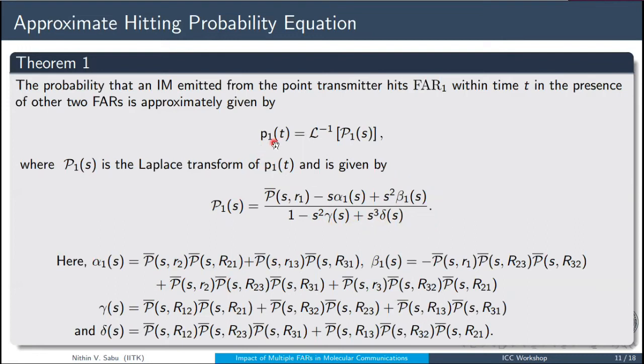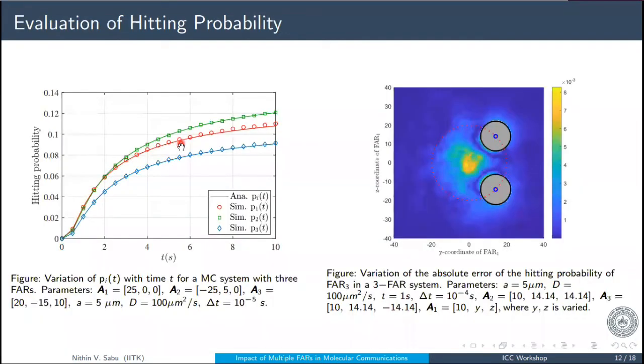Now, for getting the time domain equation, we have to take the inverse Laplace transform, which gives the probability that an IM emitted by the point transmitter hits FIR1 within time t in the presence of other FIRs. Now we validate the analytical expression using particle-based simulations, where the first plot is the hitting probability versus time, and these 3 curves represent the hitting probability on each of the FIRs. We can see that the analytical and particle-based simulation results are closely matching.